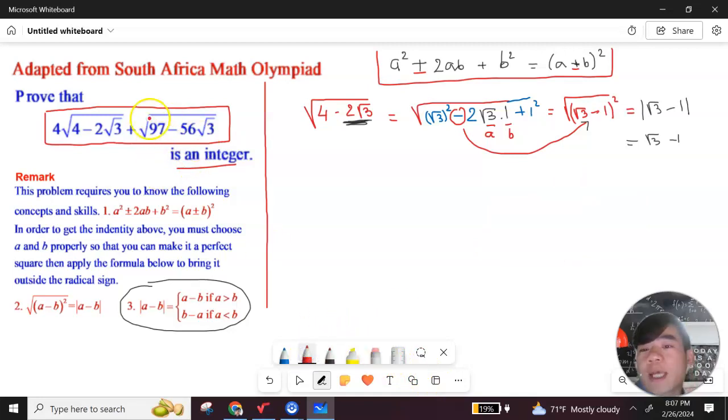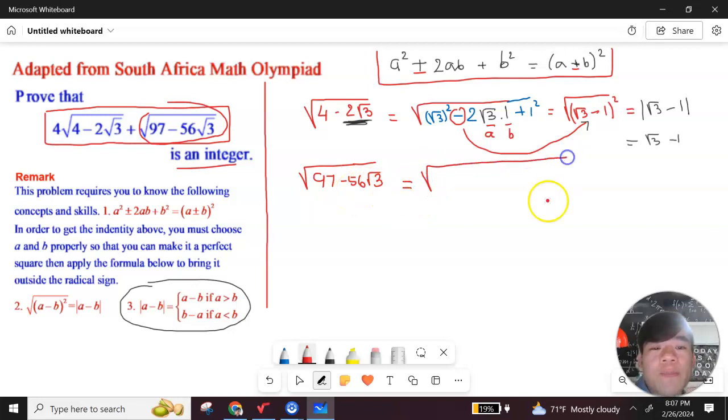Now the second one, I'm going to talk about this. This is more complicated. I have root 97 minus 56 root 3. Again, I need to turn this into a complete square. So I put the radical sign right here. Now I need to write the middle term. I always have the number 2 here, so I put negative 2. Now if I take 2 out of this, I have 28 root 3 left, right? 28 root 3 left.